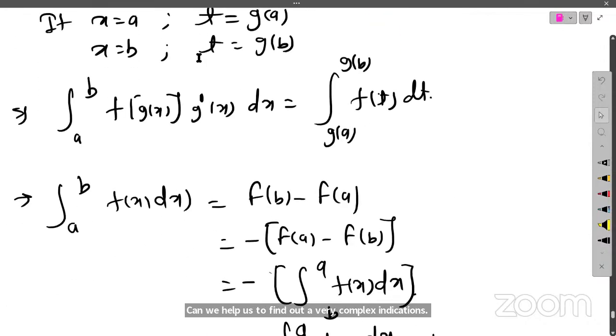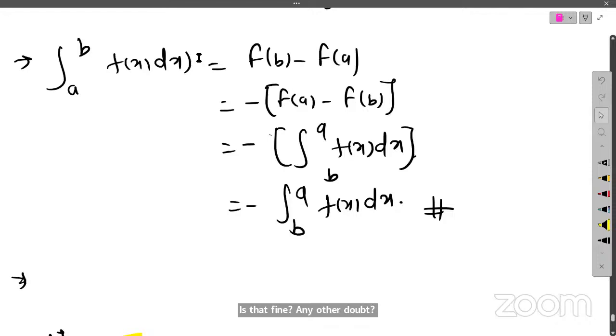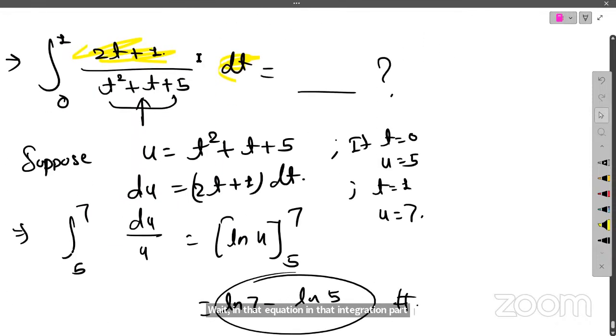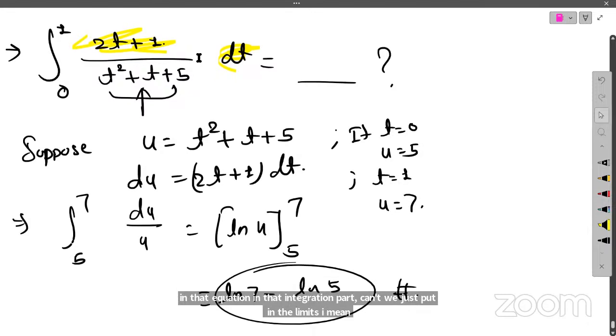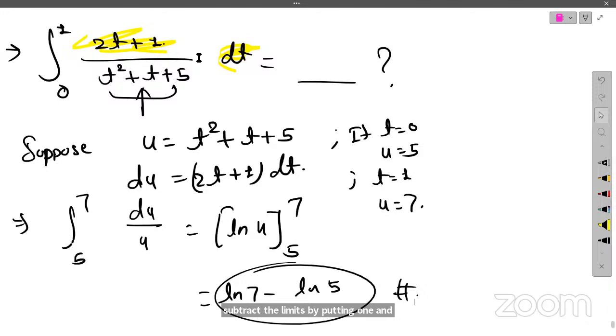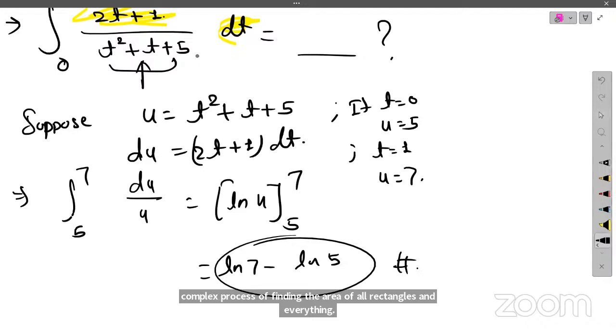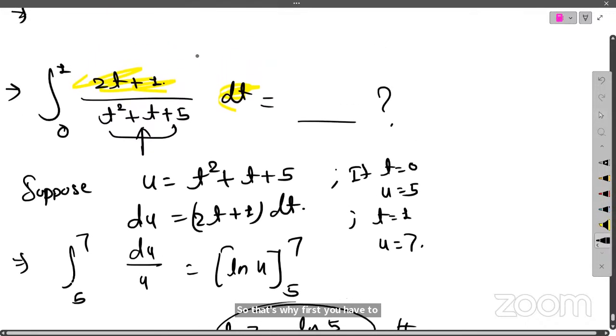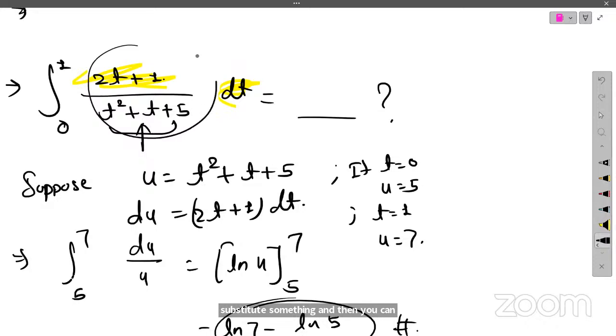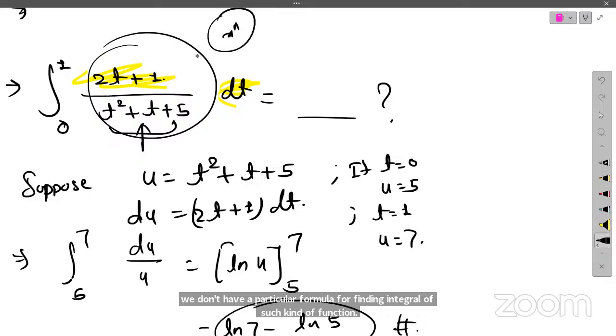Wait, in that integration part, can't we just put in the limits? I mean, subtract the limits by putting 1 and 0. No, you cannot directly put 1 because integration is not a limit. It's a complex process of finding the area of all rectangles. So first you have to substitute something. Because we don't have a particular formula for finding the integral of such a function. We have a formula for x to the power n only, not a combination.